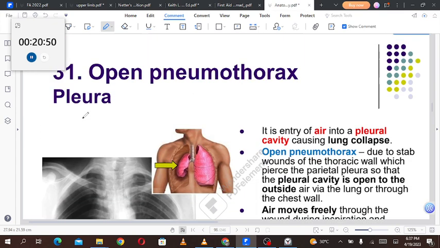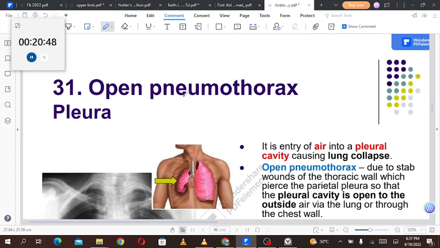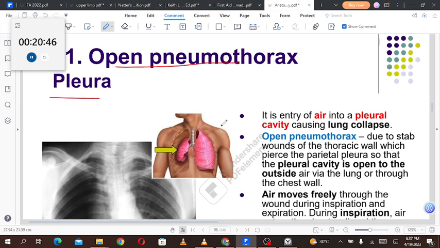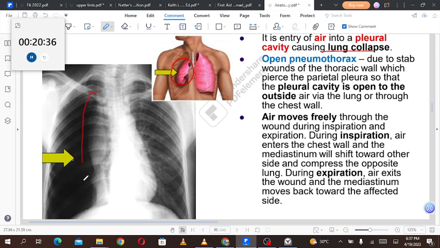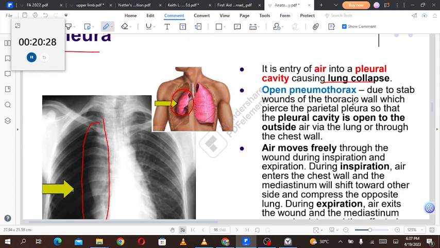Open pneumothorax. First one is pleura, point number 31. It is the entry of air into the pleural cavity causing lung collapse. Here you can see in this picture that the lung has collapsed, and that this opacity is lung and the black area is the air present in the pleural cavity. So it is the entry of air into the pleural cavity causing lung collapse.